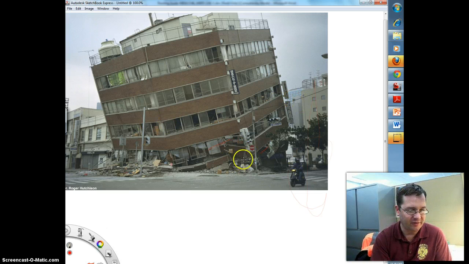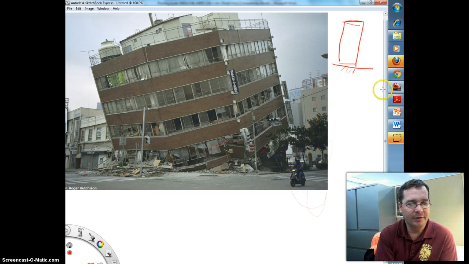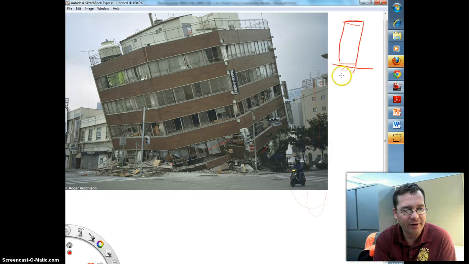Well, this is logical, because if you think about this type of an event, let's draw this building in a very simple sectional, or elevation view. Here's the building, and it's anchored to the ground. Now, the damaging wave in an earthquake is this transverse wave. It's this shaking of the ground back and forth, left and right, you can think of it as.